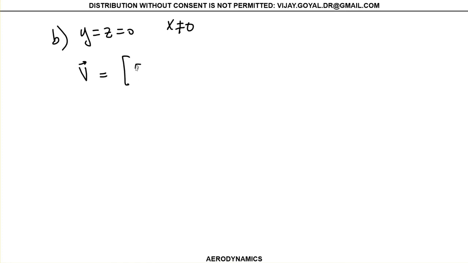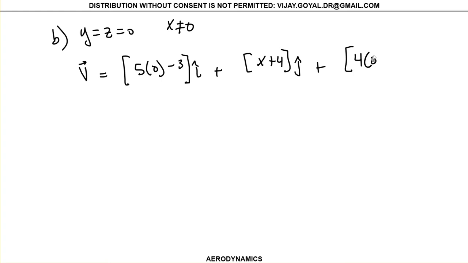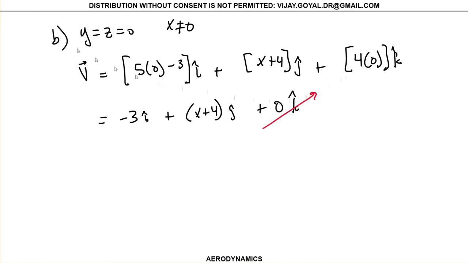So if I did that, again, 5 times 0 minus 3 i plus x plus 4 j plus 4 times 0 k, and that gives you minus 3i plus x plus 4j, and note that this would give you plus 0k, but my 0 basically cancels out. 0 times whatever is 0, so I don't need that term. Okay? So this is your velocity.